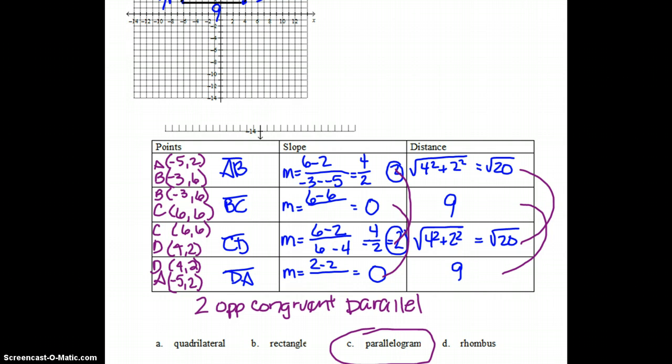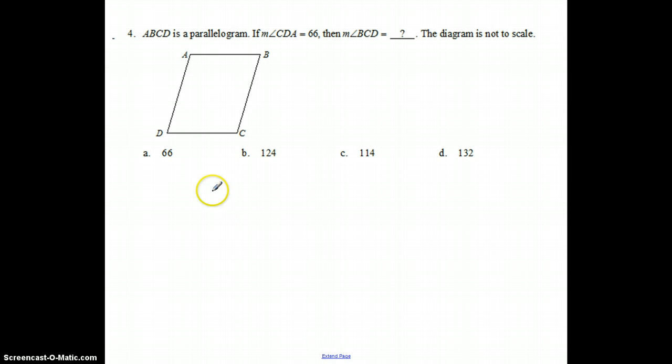Okay, let's see if we can maybe squeeze one more in here, for our time is up. So on this problem, they tell us it's a parallelogram, and they tell us that CDA, which is this angle right here, is 66 degrees. And they would like us to find BCD, which is this one right here.